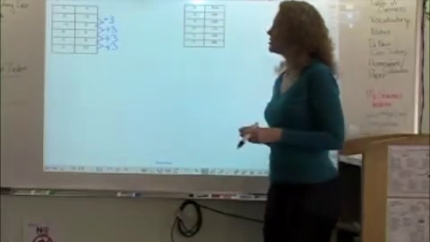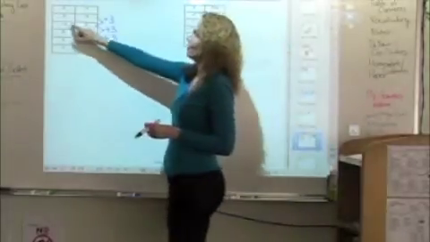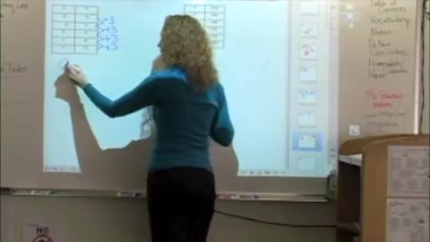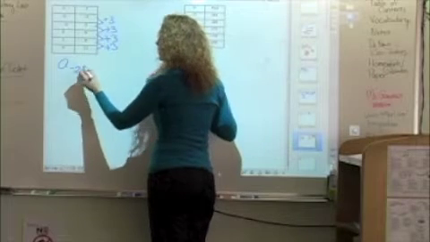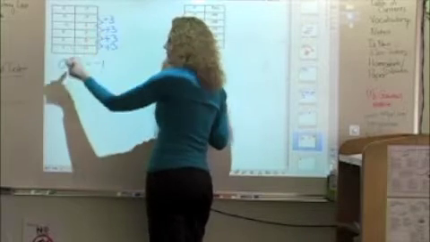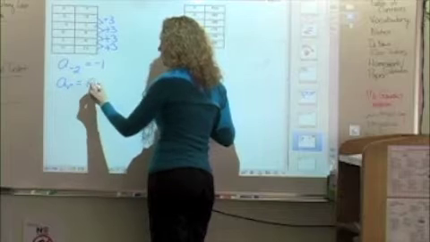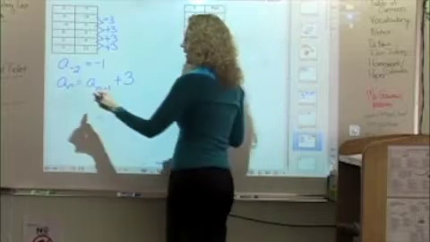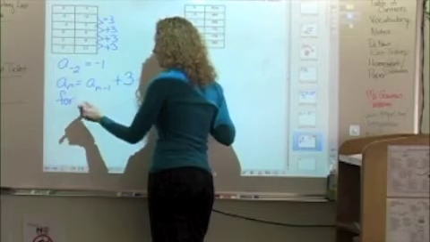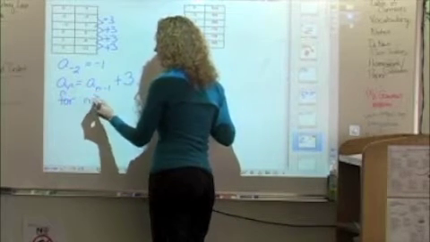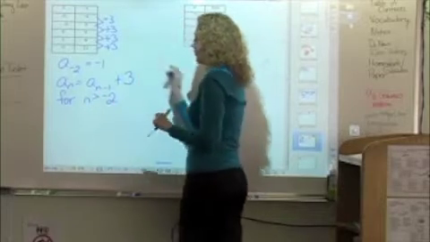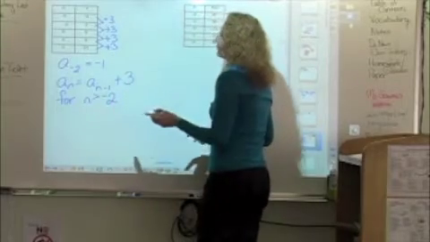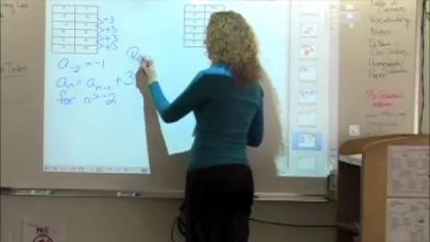Now, on this one here, since it's actually starting with the -2, we're going to write that as -2 is going to be your -1 value. And then the recursive formula is an equals an minus 1, adding the 3. And of course our third part for recursive, for n greater than -2, because this was our first one. Okay?